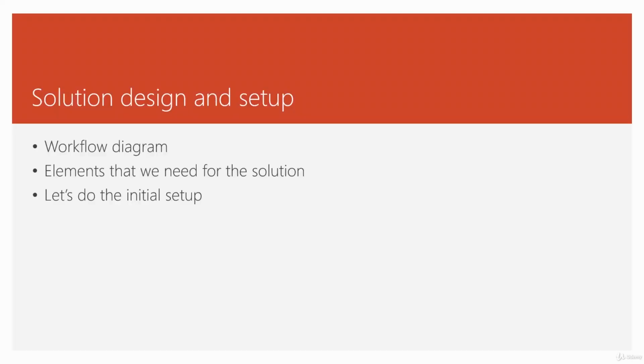We understood the requirements. Now let's start the solutioning and see how we can utilize Power Automate. Before doing anything, I want to go through a workflow diagram. So basically, we want to summarize and make sure we clearly understand what the needs are. Then we discuss the elements that we need for the solution. So basically, we need to see our ingredients, what is required. And then finally, we do the initial setup. After that, you're on your own. But before we get there, let's set the expectation right.